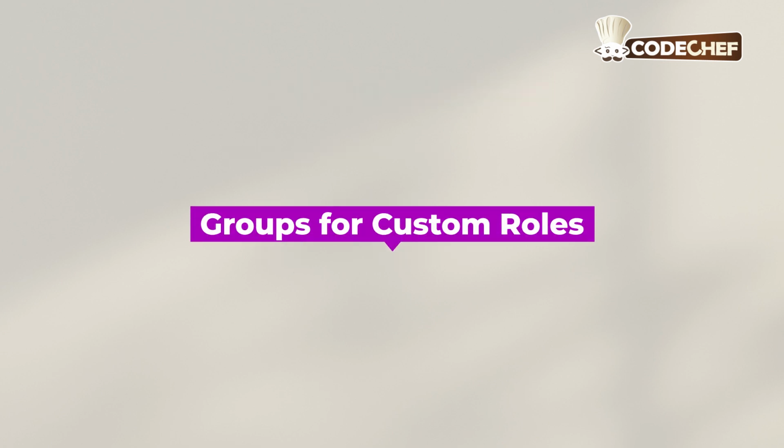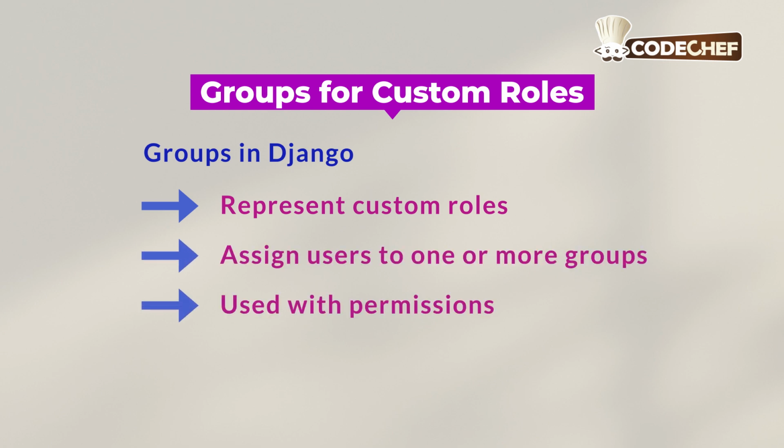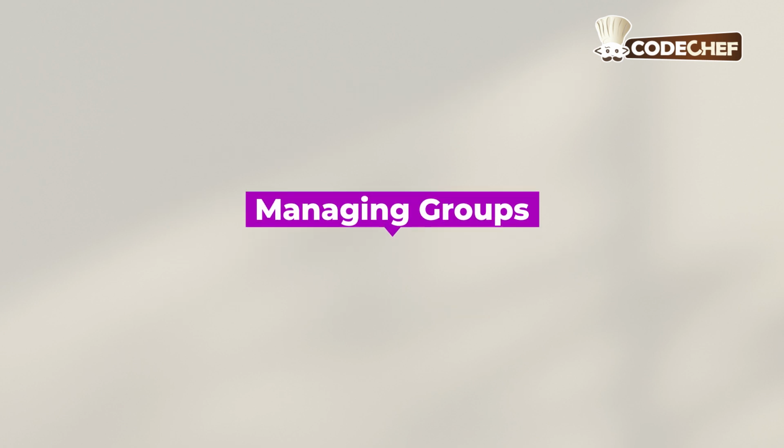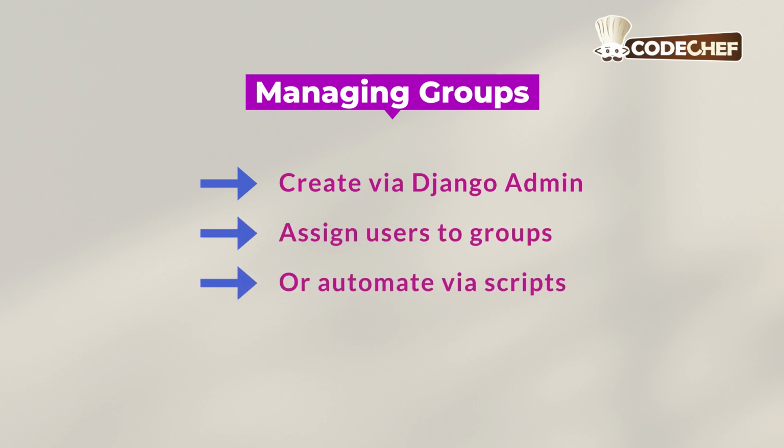Now for custom roles like author, editor, or premium member, Django provides something called groups. A group is simply a label you assign to users. Later, permissions can be attached to groups, making role-based access control very powerful. Now groups can be created manually through the Django admin panel or automatically using scripts. Both approaches are commonly used in real-life projects. Now let's go to the CodeChef platform and take a working example and see how we can define user roles in Django and how Django handles it gracefully.